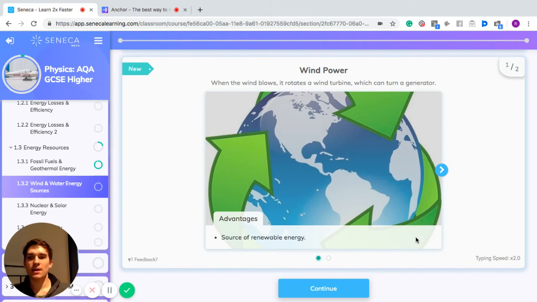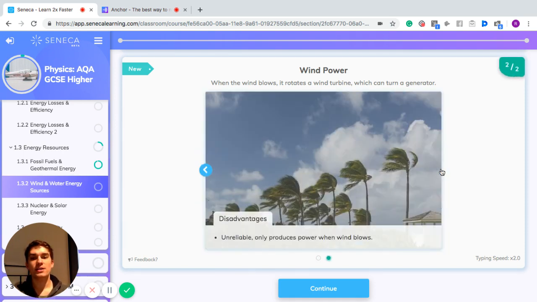Hi, and welcome to this episode where we'll look at wind and water energy sources. So when the wind blows, it rotates a wind turbine, which then turns a generator. And one advantage of that is that it's a renewable source of energy. But some disadvantages are that it's unreliable. And by that we mean that it only produces power when the wind blows. So if there's no wind, no power.